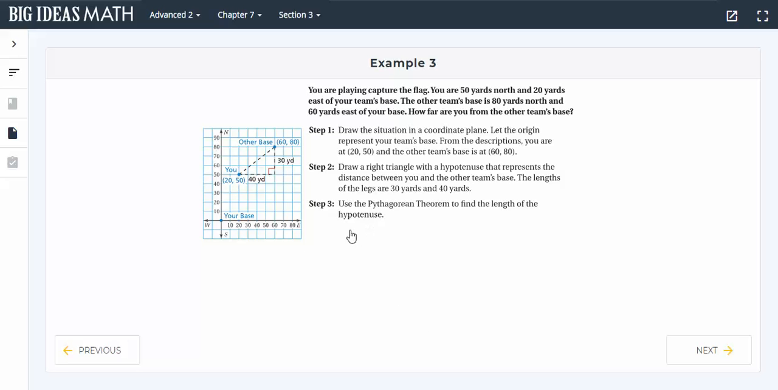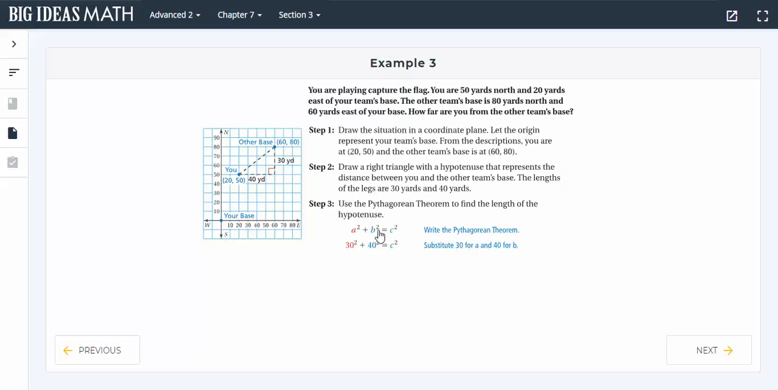Step three, we just got to set it up. So we start with a squared plus b squared equals c squared. And after that, we know that one of the legs is 30 and one of the legs is 40. It doesn't matter which one we label A and which one we label B. Either leg can be either. So we'll call leg A this one, 30, and leg B this one, 40. So we put 30 in for A and 40 in for B, and that equals c squared. Make sure that we have that.